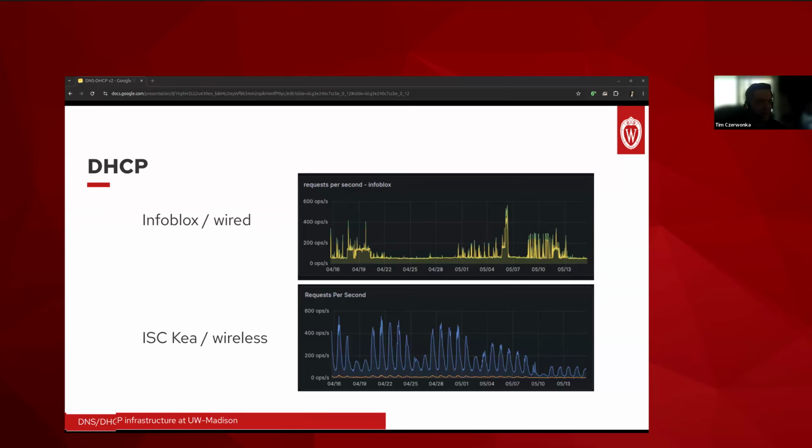Infoblox itself sees tens of thousands of clients across the UW campus. And as a result of people doing work, there are relatively frequent changes to the contents, the MAC addresses, and the addresses being served within here. We average about 80 requests per second on any given day, with the exception of misbehaving clients.